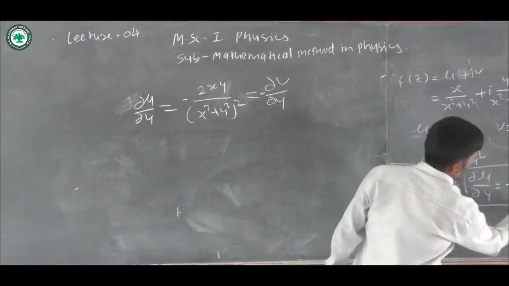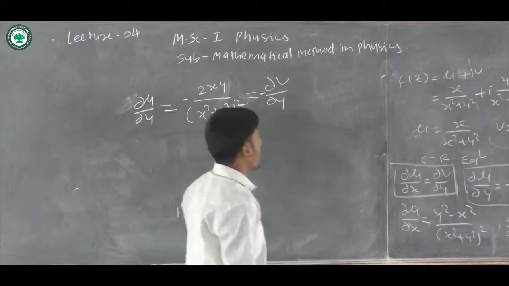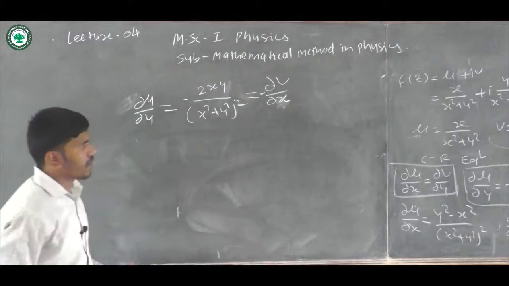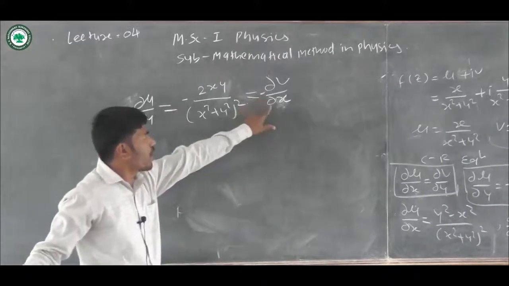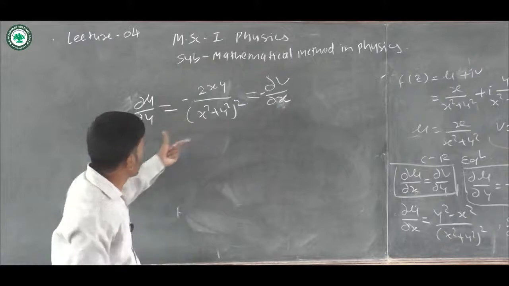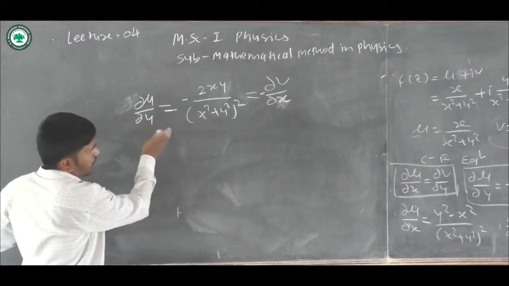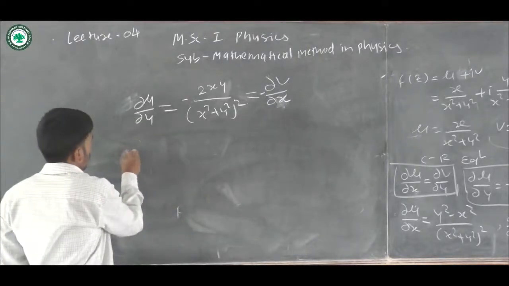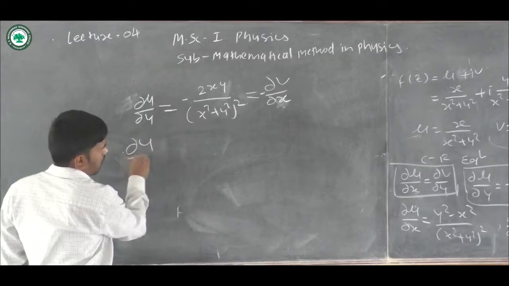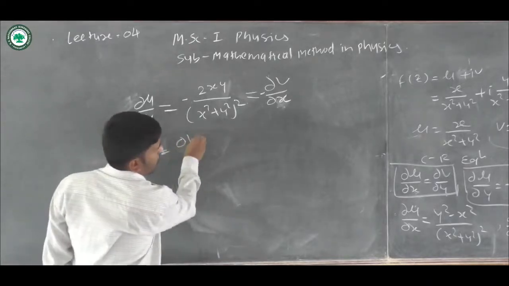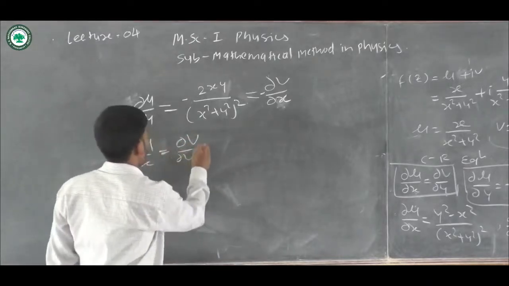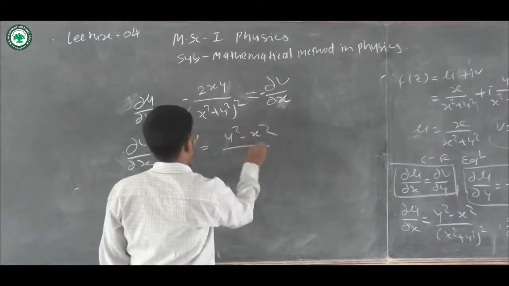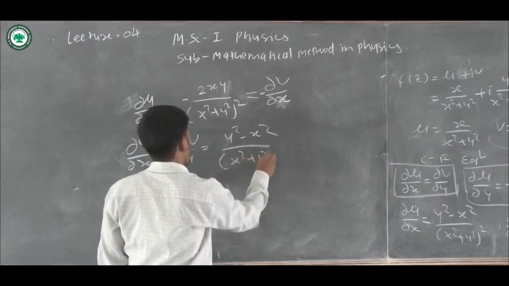Okay, sorry, here is a mistake: that is ∂v/∂x. Okay, this is the conditions. So minus ∂v/∂x, the same thing for the second case is also satisfied by these functions, and the first one is also satisfied. So we can write ∂u/∂x is equal to ∂v/∂y, that is equal to (y² − x²)/(x² + y²)².